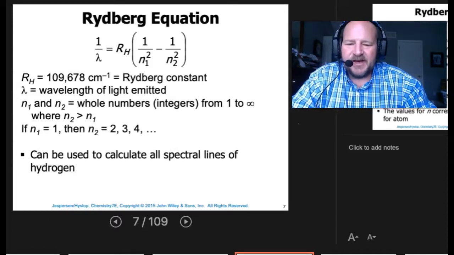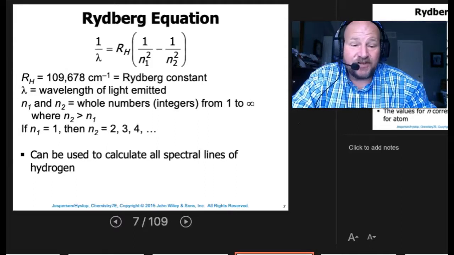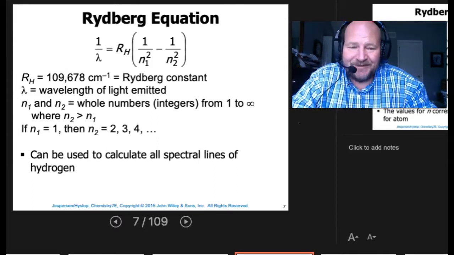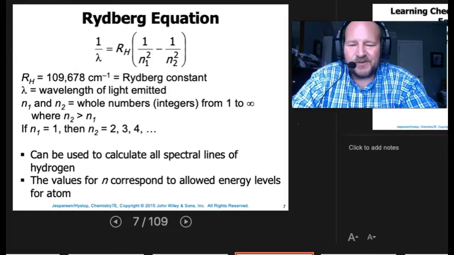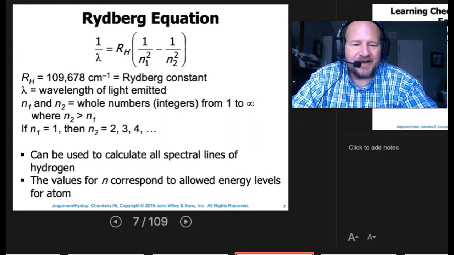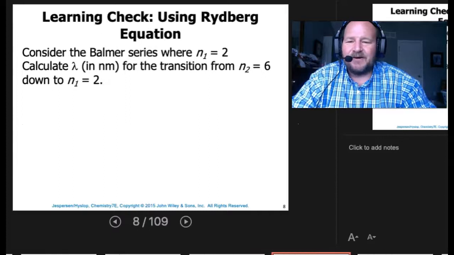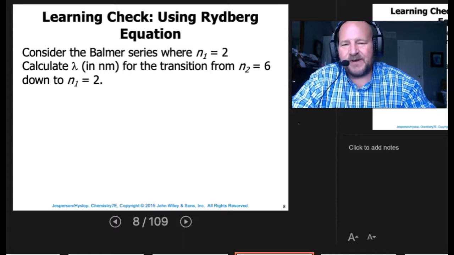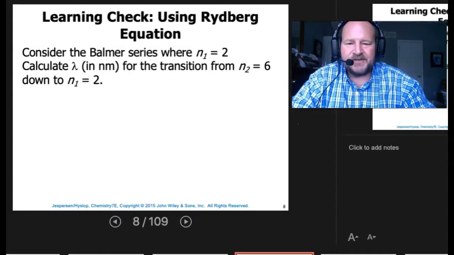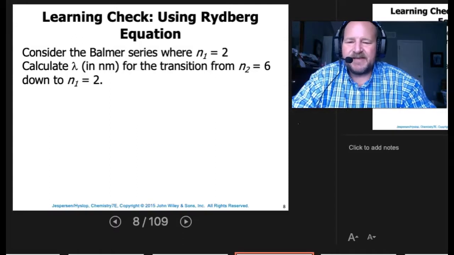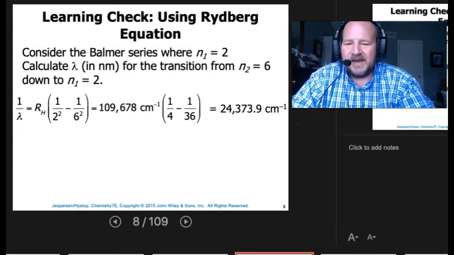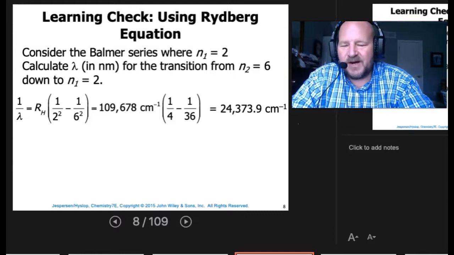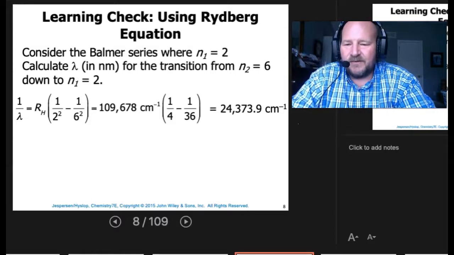Now, these can be used to calculate all spectral lines of hydrogen, only hydrogen. The values for n correspond to allowed energy levels for that atom. Now, consider the Balmer series where n1 is equal to 2, and we'll calculate the wavelength in nanometers for the transition from n2 equaling 6 down to n1 equaling 2. In other words, 1 over lambda is going to be equal to the Rydberg constant times 1 over 2 squared minus 1 over 6 squared.